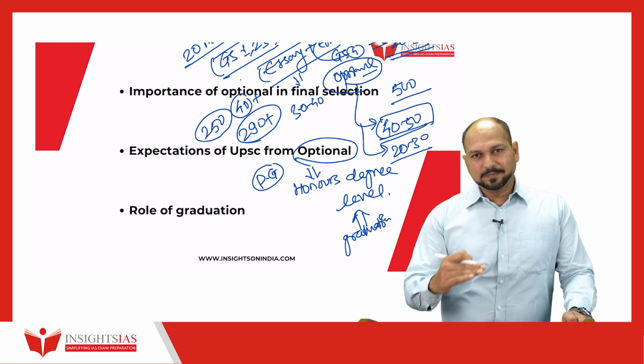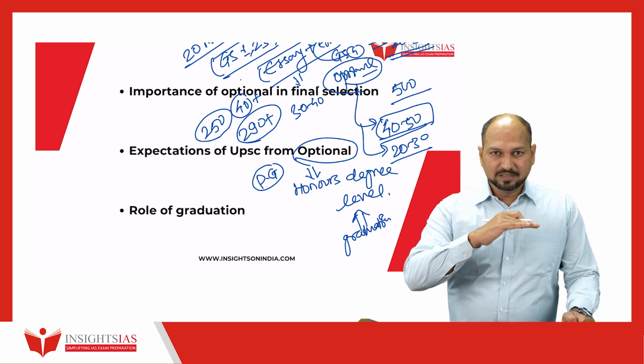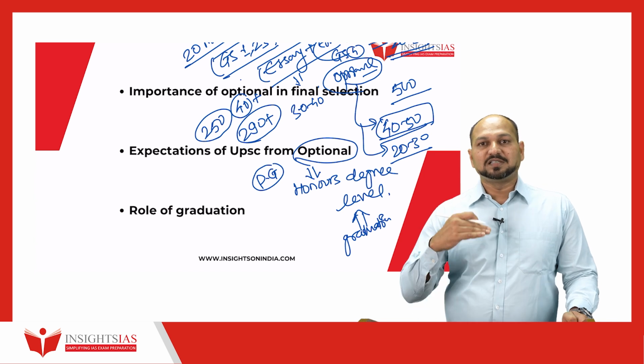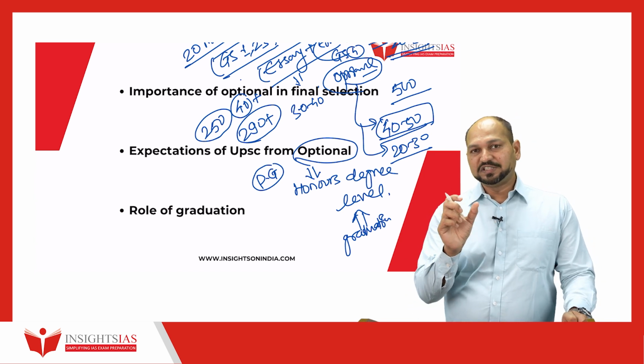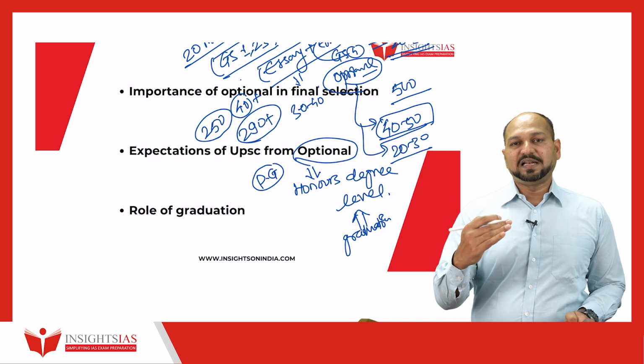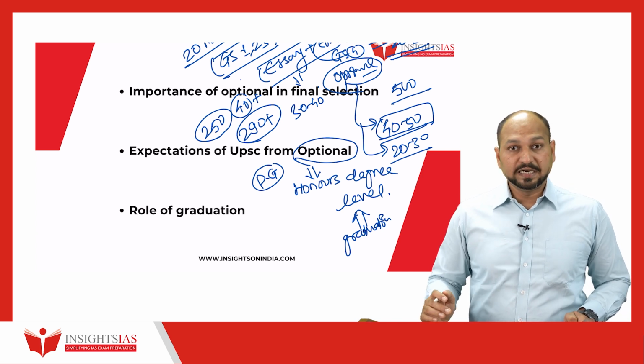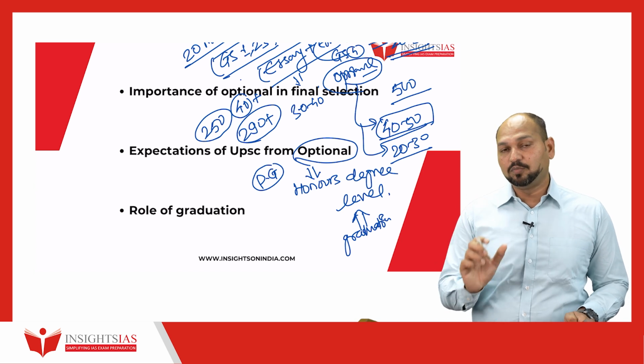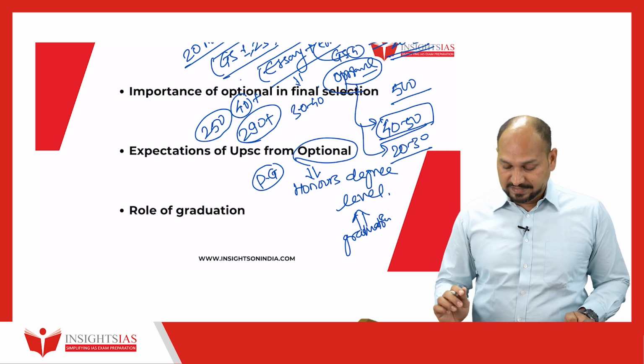So for GS papers, they are expecting your level around graduation, but for optional they want some depth from you. That's why they have mentioned honors degree level, more than graduation and less than masters, right? So you need some kind of depth in optional preparation. That's why it is very important to select optional wisely, right?